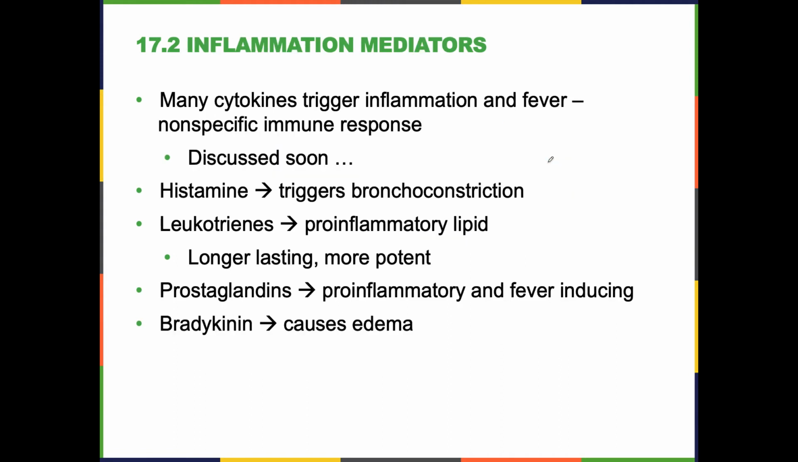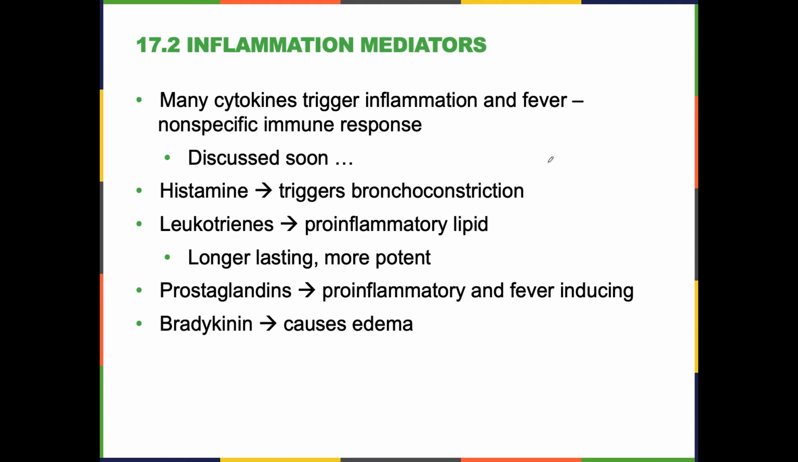Finally, the last mediators we'll talk about are our inflammation mediators. It's just a way to trigger inflammation and fever, which later we'll talk about with the non-specific immune response, and we'll see the importance of inflammation and fever. Let's just mention some of the inflammation mediators, some of which we'll see again, right? So histamine is probably the most important. It triggers bronchoconstriction, broncho referring to our respiratory tract, right? So it tells the tract in our lungs and our respiratory pathways to get nice and tight, right?